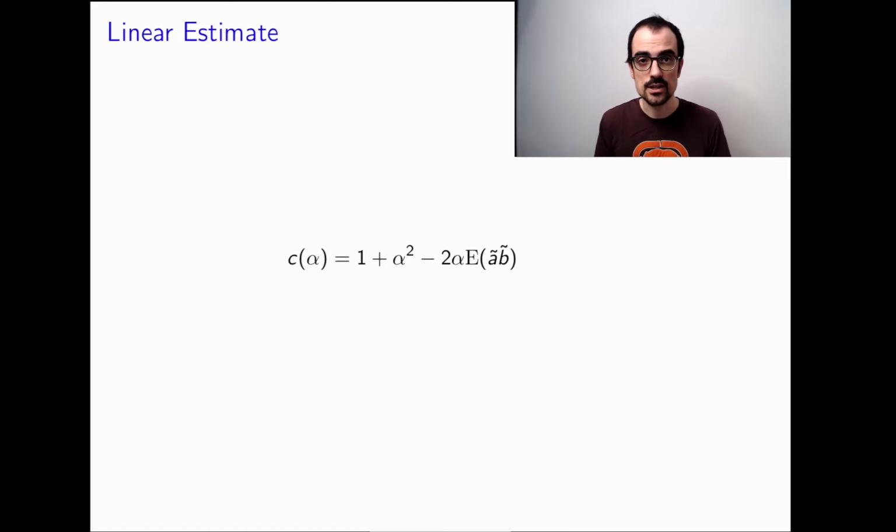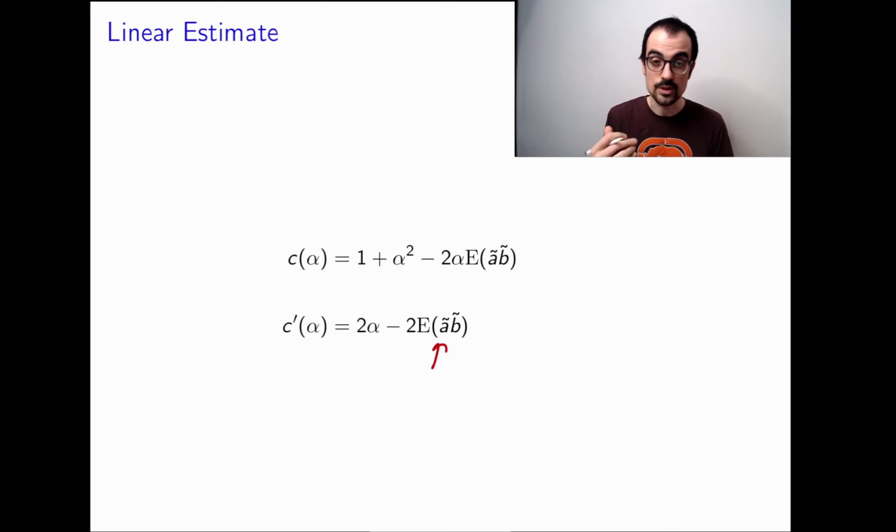Let's analyze this quadratic function. In order to do that, we compute the derivatives. The first derivative is just 2 alpha minus 2 times this expected value of the product. And now we take the second derivative to see how the quadratic function is shaped. If the second derivative is negative, then we'll be out of luck because the quadratic will look like this. It won't have a minimum in the middle. It will just go to infinity and minus infinity. If it's positive, it will look like this, which will be good news because then it will have a certain minimum that we can find by setting the first derivative to 0.